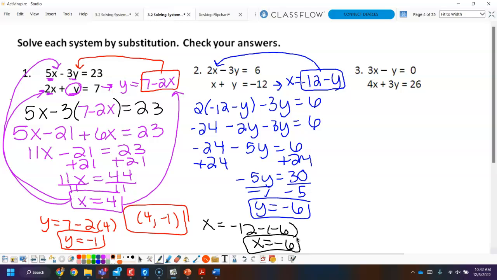In number 3, there's only one really, truly smart answer to solve for. What do I want to solve for in number 3? Y. And I want to solve for it by moving the y this time, not the x, because it's negative. So if you add it to the other side, it becomes positive. So you get 3x equals y. This one's the nicest of them all because you don't distribute anything. There's no numerical aspect. So take 3x, plug it in for y.